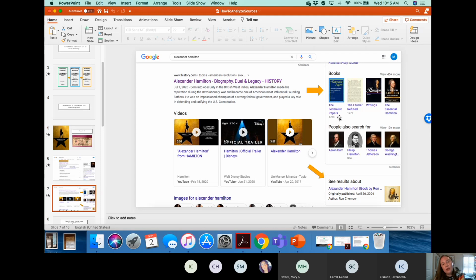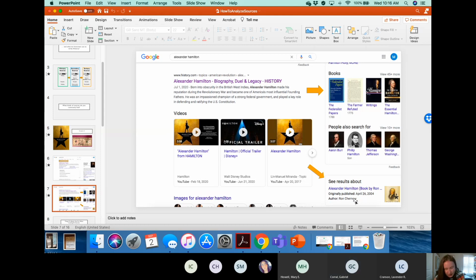If you've never heard of those, we're going to cover those this semester when we get to the Constitution in History 1301. Okay. And then if you look down here at the second arrow, it says see results about, and there is this book titled Alexander Hamilton by Ron Chernow. So this would be what kind of source? It's a book about Hamilton, but not written by him.